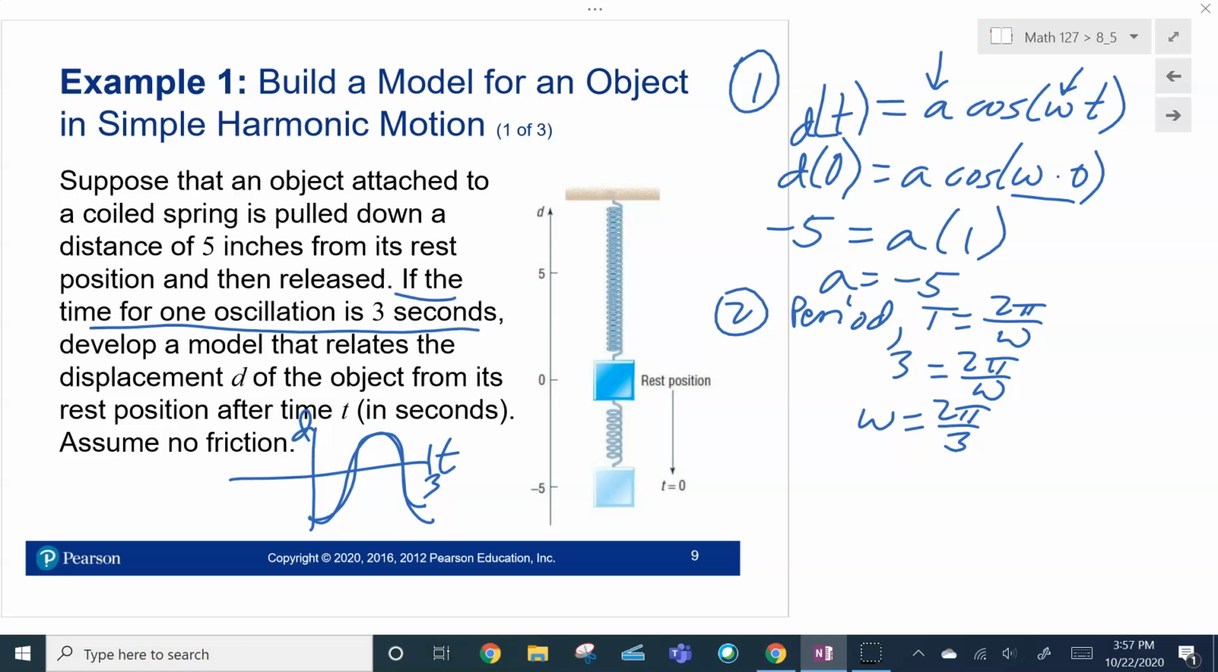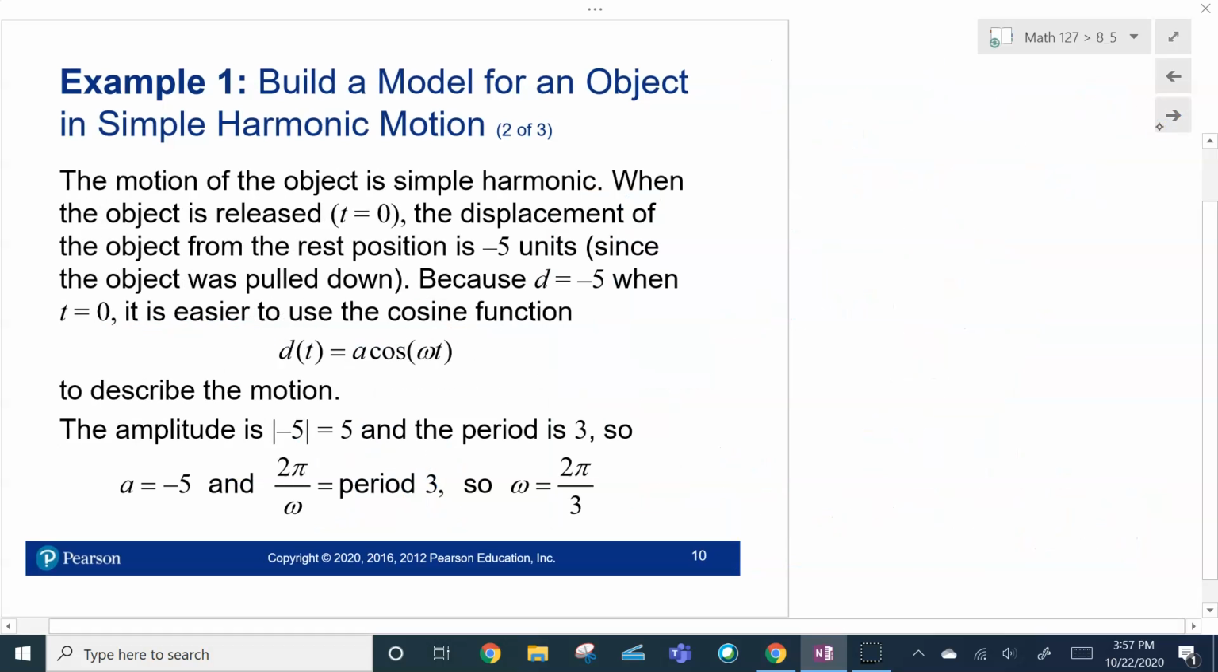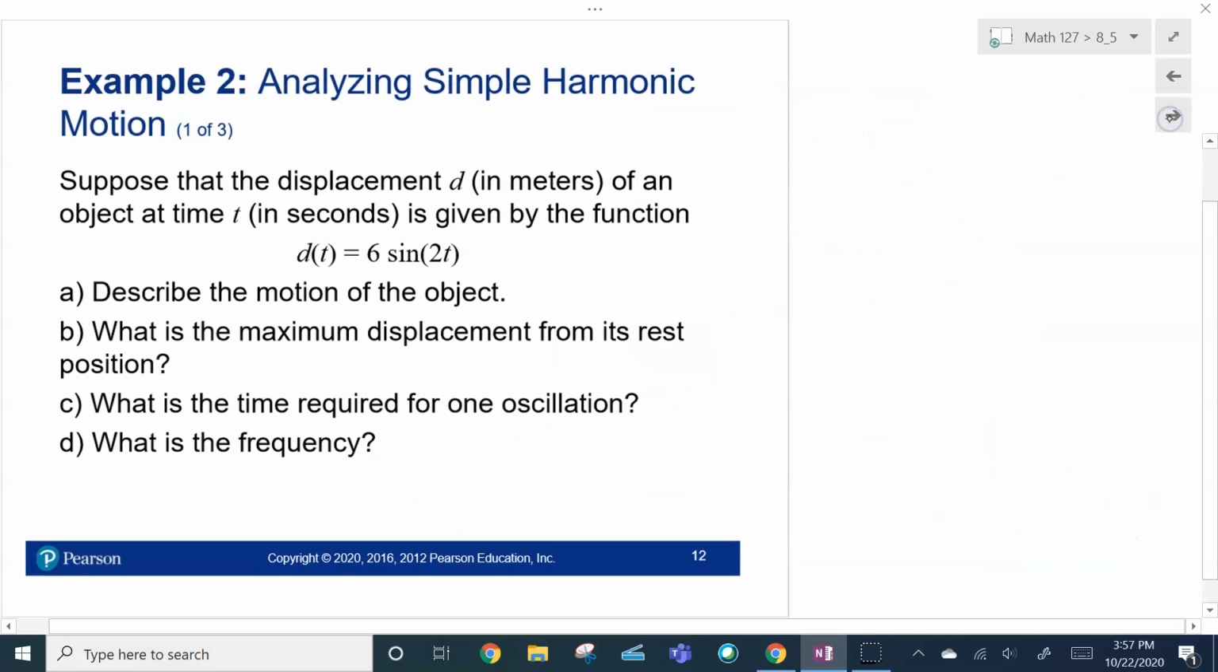Now can we develop the model? You bet we can, because now we have a and we have omega. So d of t equals a cosine omega t. Throw in our a, throw in our omega, and we've got our model. If you were to graph that, you'd see that cosine function. Again, we're assuming no friction with this.